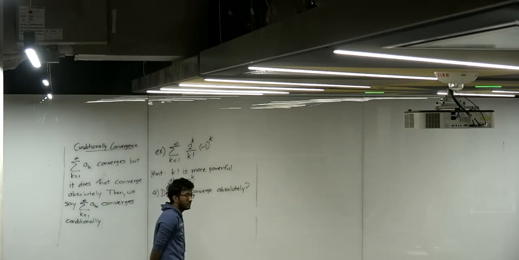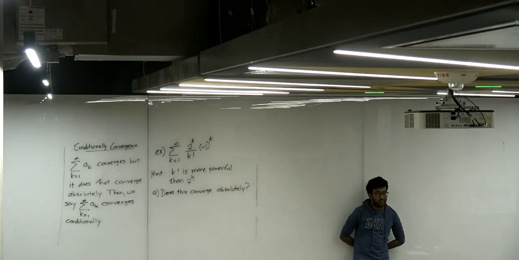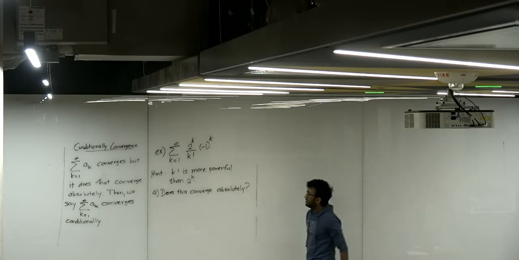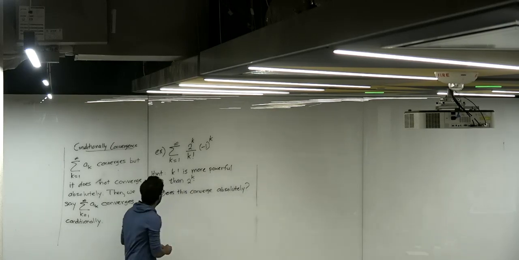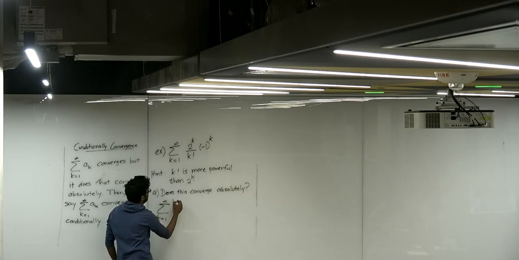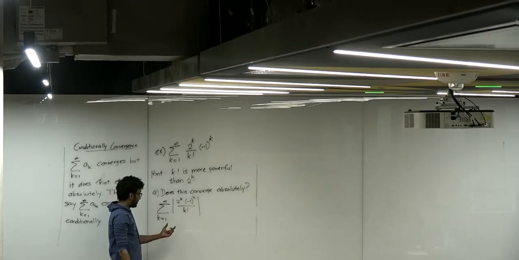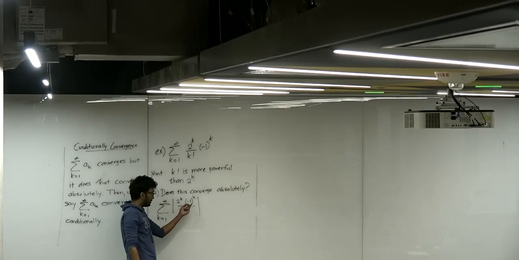Any answers? Does it converge absolutely? Yes. You have to consider the series generated by absolute value. So let's consider this one: the absolute value of 2 to the power k, negative 1 to the power k, divided by factorial k. Now when you are taking absolute value, this negative 1 disappears.